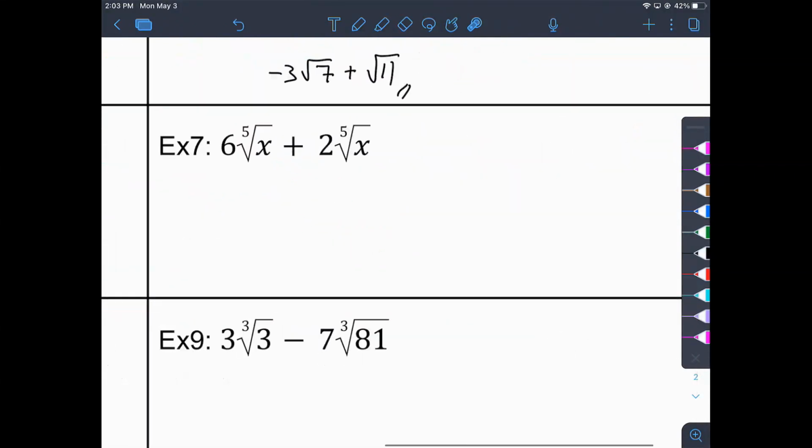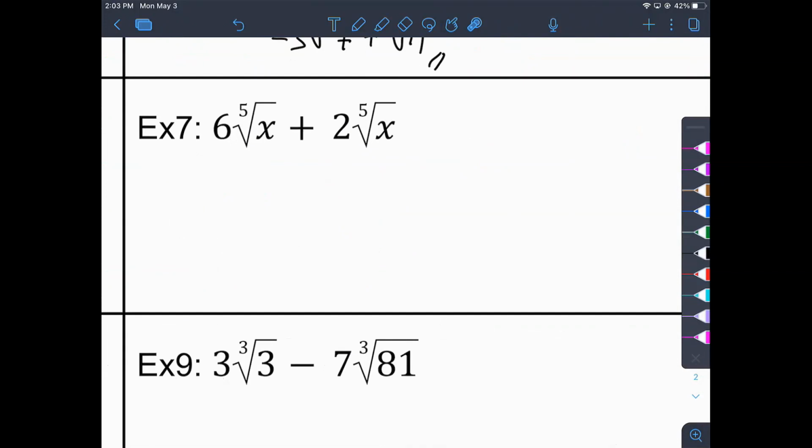Let's do another one. Here we go. 6 fifth root of x plus 2 fifth root of x. Well, is the fifth root of x the same as the fifth root of x? Well, yes, they are. So now I just get to add the coefficients. 6 plus 2, which means I have 8 fifth roots of x. And no simplifying to do any further.